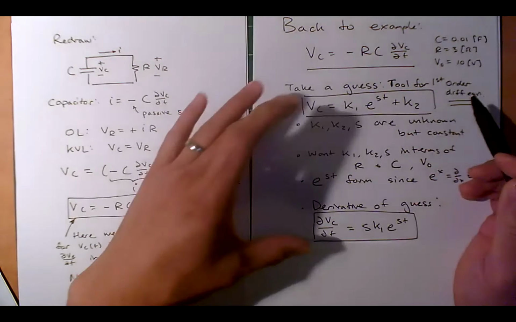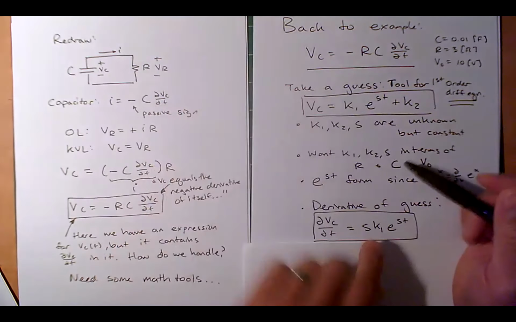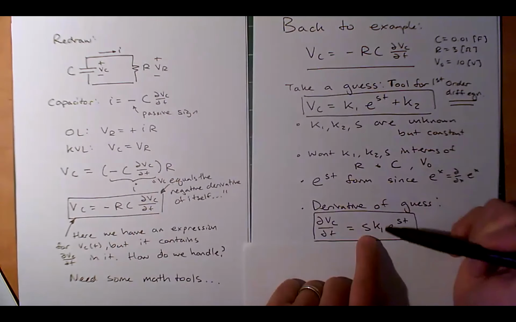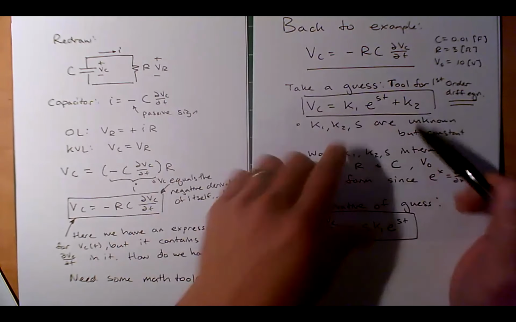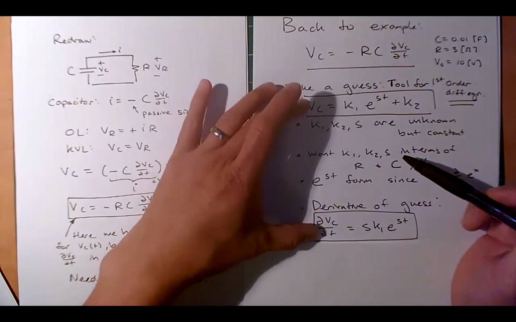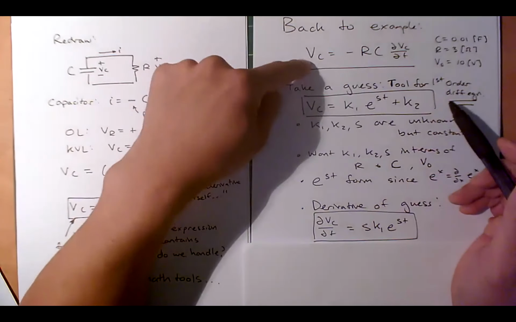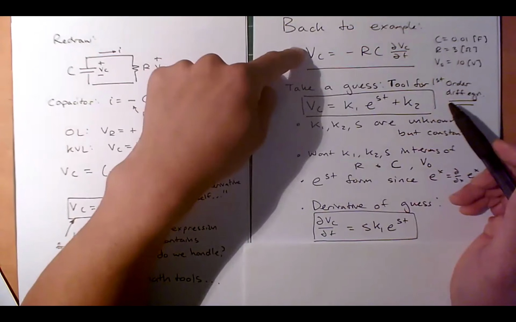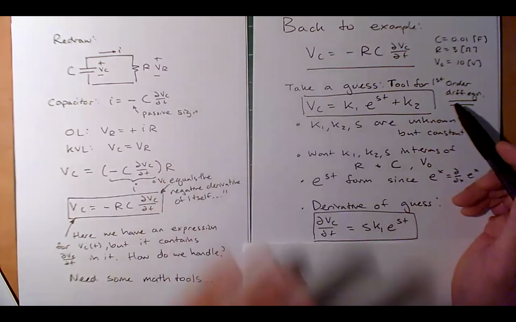All right, so we know that this has to be the form of the answer. We don't know what S, K1, and K2 are, but we know this has to be the form of the answer for these special first order differential equations, right? Does that make sense? I hope that makes sense.